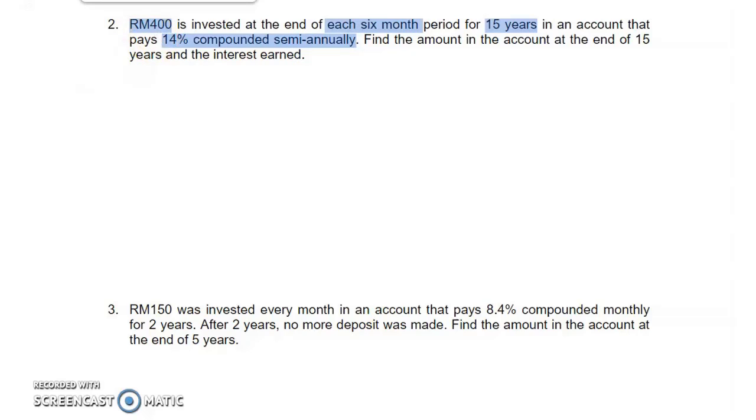Okay, now as usual, let's track the information given. R, the periodic payment here, is 400 ringgit. T equals 15 years. What else? 14% compounded semi-annually, nominal rate 0.14. Semi-annually means every 6 months. So if you pay every 6 months, then the interest must be compounded semi-annually, and the interest period will be 6 months. So m equals 2. Within 1 year, we calculate interest 2 times since the interest period is 6 months.